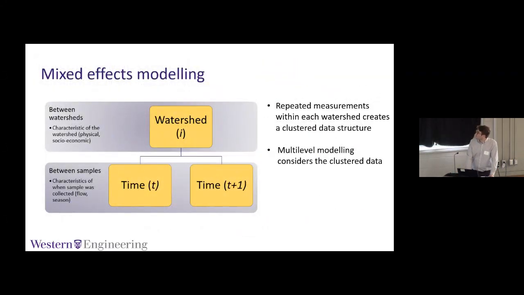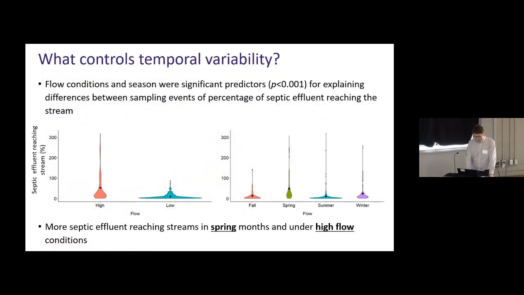Due to our repeated sampling in the same sub-watersheds, we're able to use mixed effects modeling or statistical methods to try to associate these watershed characteristics with our repeated sampling design. First, we wanted to ask the question, what controls temporal variability? So we looked at two temporal controls between our sampling points: the flow at which our sample was taken, and also the season.